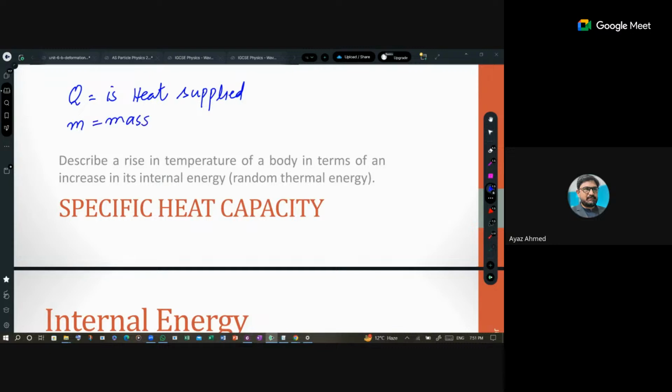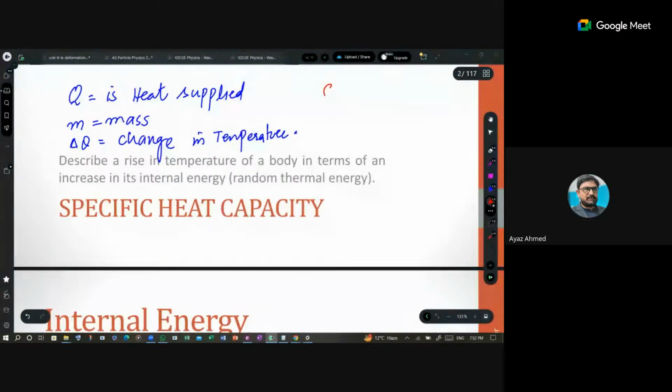अगर हमारे पास ये सारे parameters हों, तो delta theta is change in temperature, right? What is delta theta? Change in temperature. Then what will happen to us? Then we will say that this Q is directly proportional to mass. I mean, requirement of the heat is directly proportional to mass of the substance. Requirement of Q is directly proportional to change in temperature of the substance.